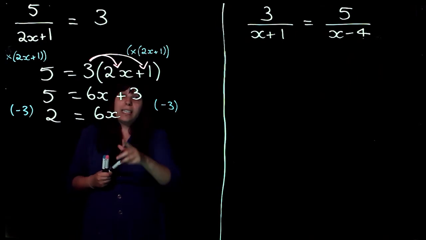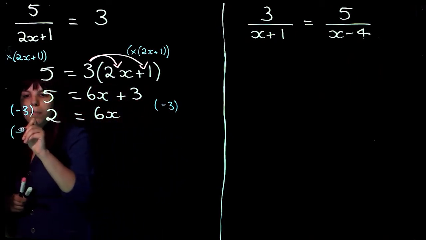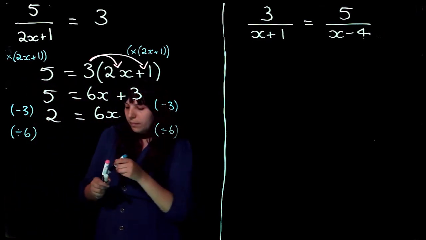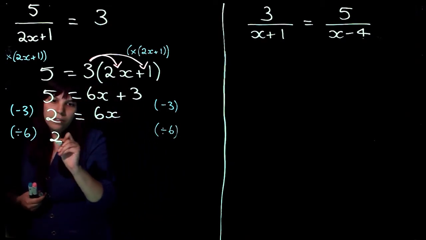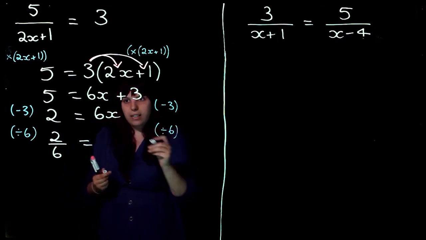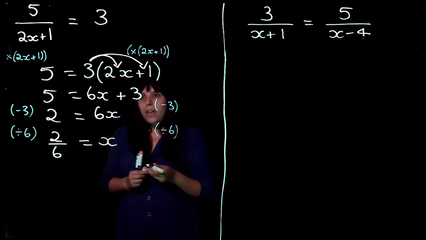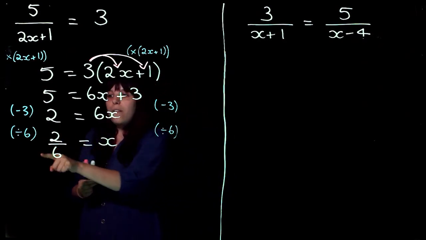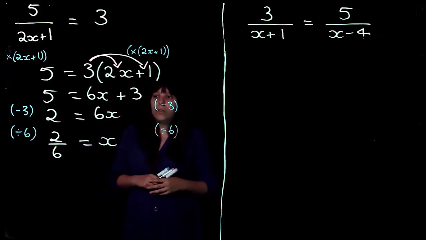Next thing I need to do is get rid of my times 6. So to get rid of times 6, I divide by 6 on both sides. So this side, it's going to be 2 divided by 6. And 6x divided by 6, the 6s cancel out to give us 1, so it's just going to be 1x like that. Now, this would be my final solution, apart from the fact that this fraction is not in its simplest form yet. So I need to put it in its simplest form.